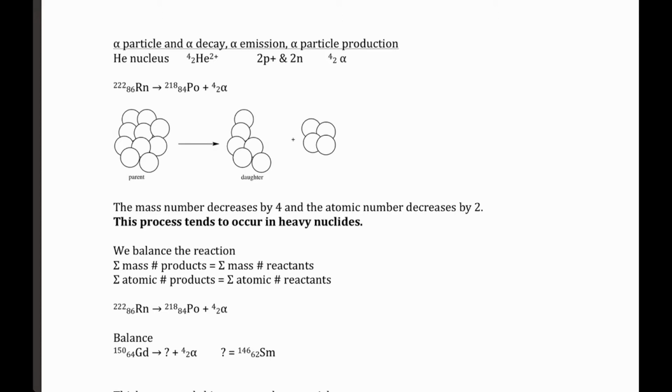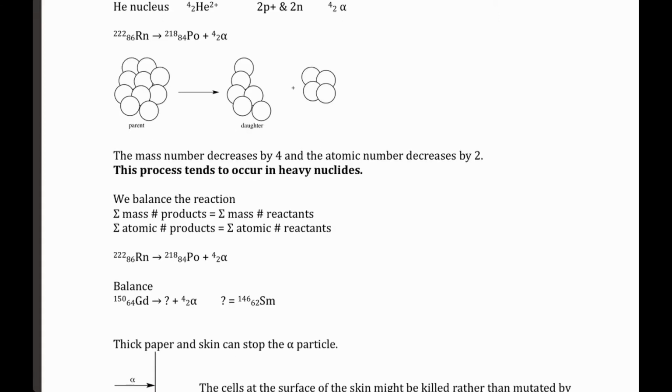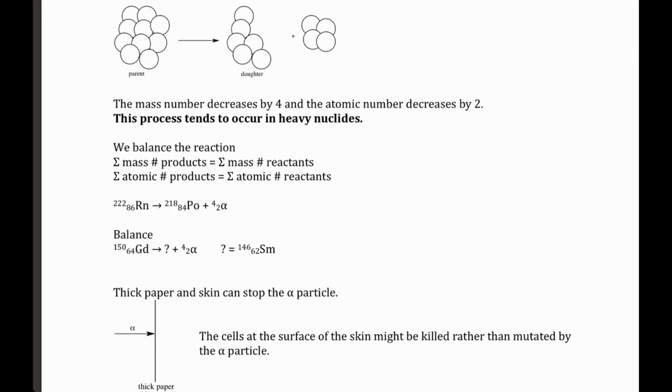Isotopes we can also refer to as nuclides, where nuclide is referring to kind of like a single isotope. Isotopes can be a single one or can be a whole collection of them. So this process tends to occur in heavy nuclides, heavy isotopes. So there's how we balance nuclear reactions. The sum of the mass numbers of products has to equal the sum of the mass numbers of reactants. The sum of the atomic numbers of the products equals the sum of the atomic numbers of the reactants.